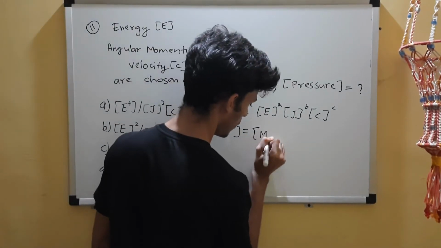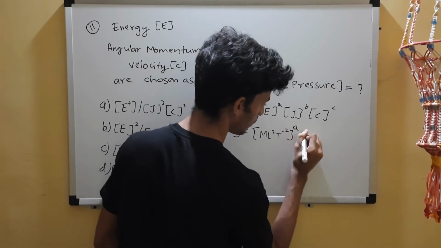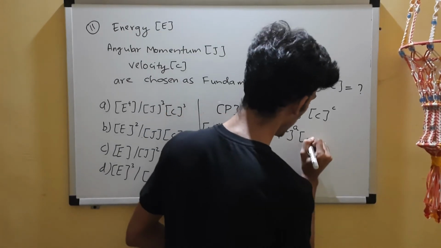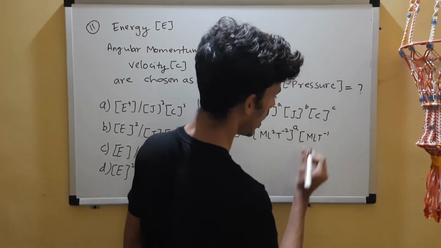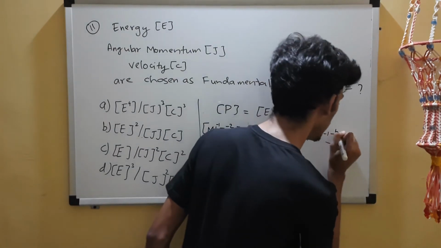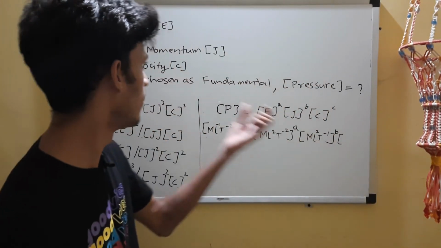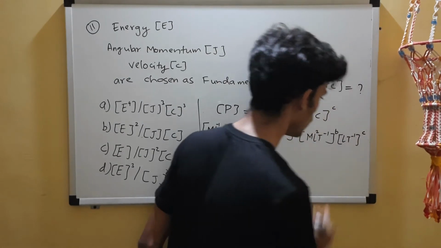Energy is ML2T^-2, mass into velocity square. Your angular momentum is mvr, you can use mv and r. So ML2T raised to minus 2, whole raised to B. Don't forget that. C is velocity, right? Velocity is LT raised to minus 1, and raised to C.